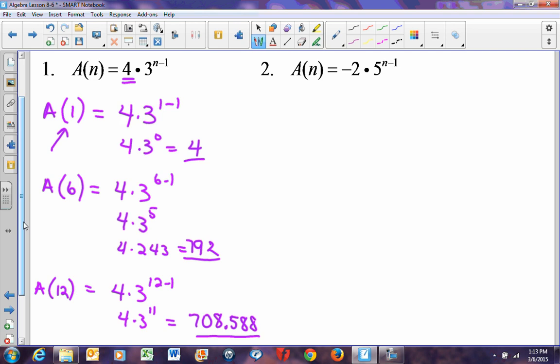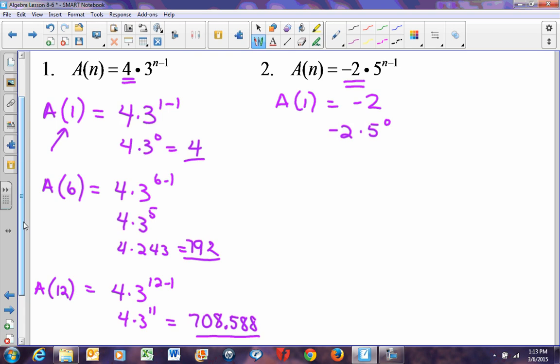So let's take a look at the next problem here. A of n equals negative 2 times 5 to the n minus 1. So we're going to do this rule. I need my first term. My a of 1, I've already figured this out, should be negative 2, because it should be right there. That's my first term. Let's check and make sure it actually works. So we're going to do negative 2 times 5 to the 0 power. 5 to the 0 power is 1, and 1 times negative 2 is negative 2.